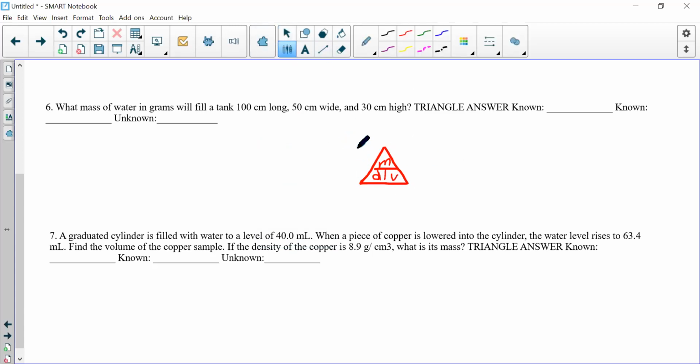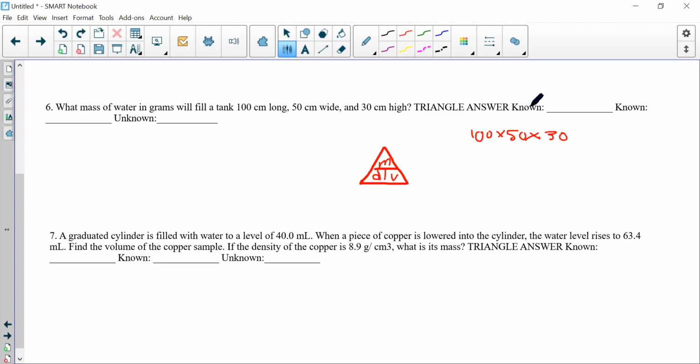Let's determine what we know. What is given is volume, and you know that the volume is 100 by 50 by 30. Okay, so this lets me know that I've got three centimeter measurements, and this is going to give me a cubic centimeter answer. So this will give me my volume.